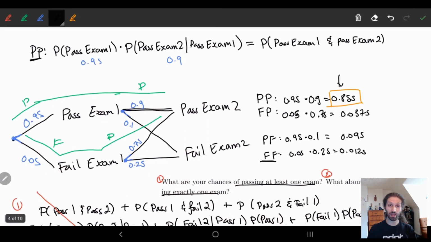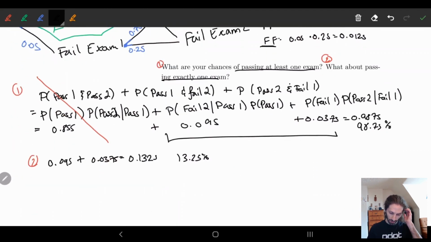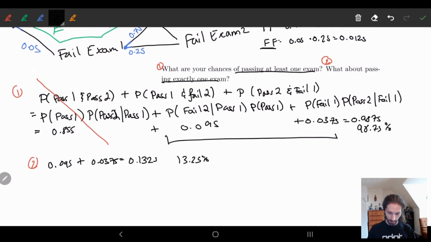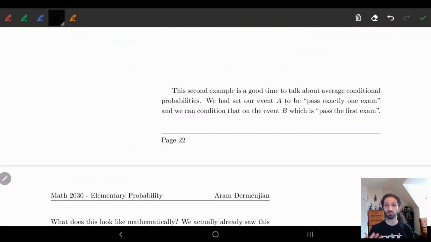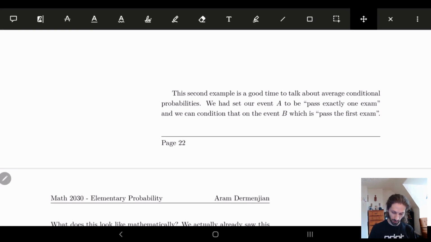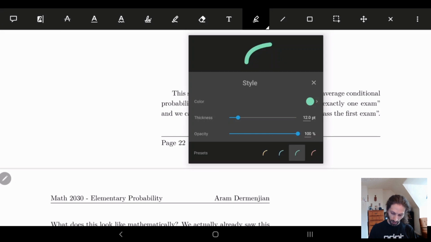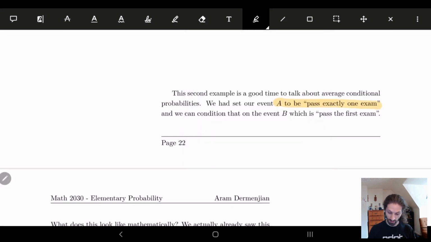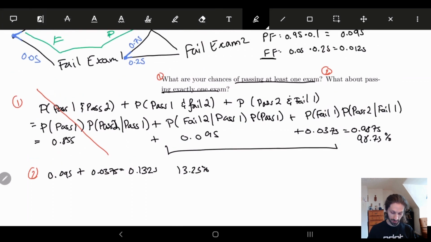So we have this example, and we saw exactly where this is coming from. We started looking at what are the chances of passing at least one exam or passing exactly one exam. Let's look at this from a more mathematical perspective of events. If I set my event A to be pass exactly one exam, in other words the second set, I end up with this formula here.